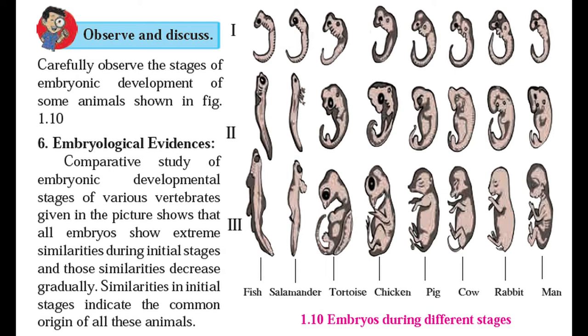Now, what does embryological evidence suggest? Comparative study of embryonic developmental stages of various vertebrates given in the pictures show that all embryos show extreme similarities during initial stages, and those similarities decrease gradually as the embryos develop, as they grow. So if you look at stage 1, they all look similar. Stage 2 in the diagram, it's quite different, but still there are similarities. And stage 3 is completely different from each other. Similarities in initial stages indicate the common origin of all these animals. So that's embryological evidence for evolution.